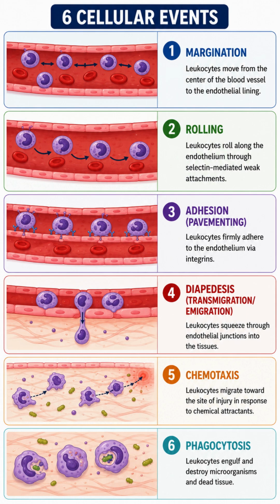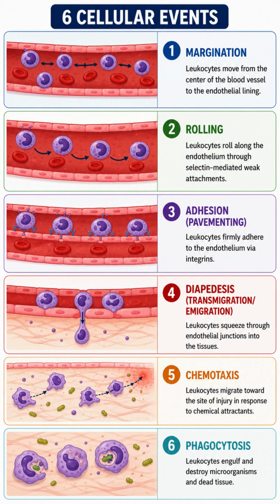The third event is adhesion, also called pavementing. Leukocytes firmly adhere to the endothelium through integrins. The fourth event is diapedesis, also known as transmigration or emigration. Leukocytes squeeze through the endothelial junctions and enter the tissues.